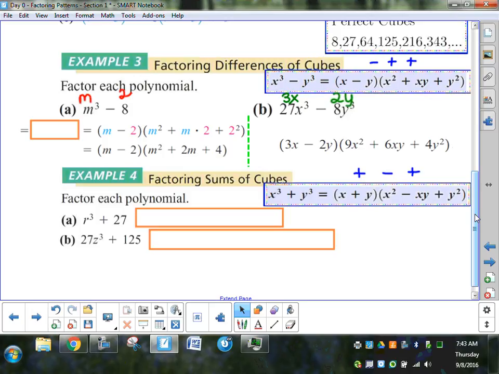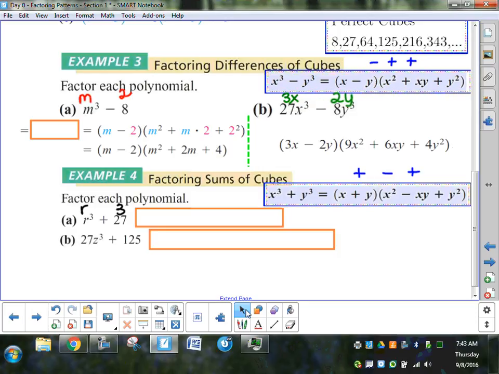So when I look at this first one, I've got r cubed plus 27. It's going to factor down because we'll take the cube root of the left and the cube root of the right. The cube root of the left will give me an r. The cube root of the right would give me a 3. I'm going to have a binomial factor and a trinomial factor.